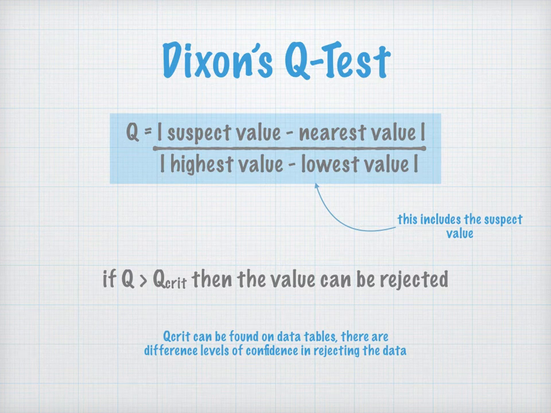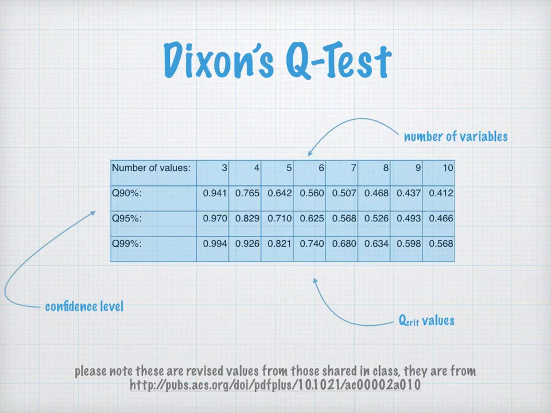So Dixon's Q test says that if I take my suspect value and take away the nearest value and divide that by the range, the highest value minus the lowest value, then I can work out this value Q. And if Q is greater than Q critical, which is a value I can find in the data tables, then I can reject my value. So I'm using a slightly revised set of critical values here. I've got them from a research paper published in Analytical Chemistry, which is why I've introduced this set.